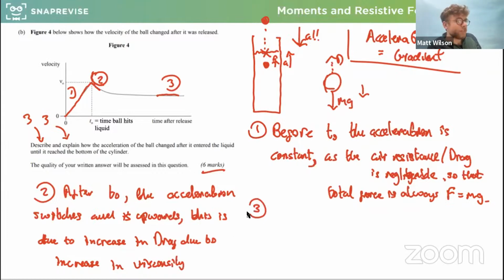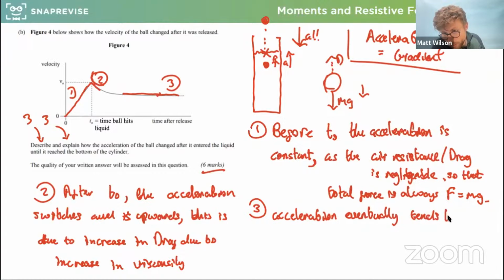Okay, now let's look at point three. So point three is all about how we tend towards a constant velocity. So that's going to be the terminal velocity bit here. So let's see what happens. Well, first of all, we'll just say what happens. Acceleration eventually tends towards zero, giving us a constant velocity.